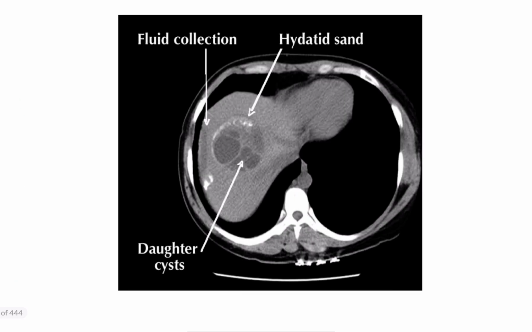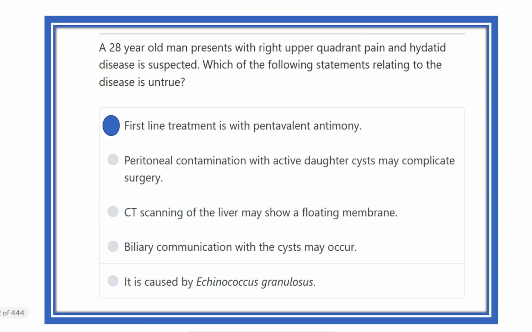Here in this CT scan we can see this is the cyst wall, which is the outer part, and inside it there is one daughter cyst, another daughter cyst, another daughter cyst, another daughter cyst. So multiple daughter cysts are present within this hypodense area, and this is the diagnostic feature for the diagnosis of the hydatid cyst. So what is our answer?